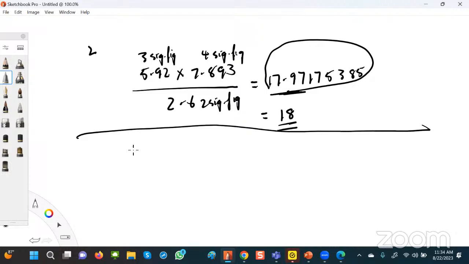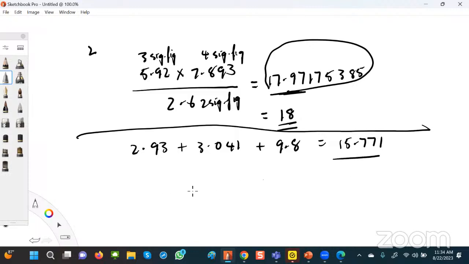So again, I'm just going to make up an example here. Let's say you're given 2.93 plus 3.041 plus 9.8, all right? So when I do this on my calculator, 2.93 plus 3.041 plus 9.8, the answer I got, and I'm going to write out everything here, is 15.771. All right. So the question now becomes, to what extent do you round that off?